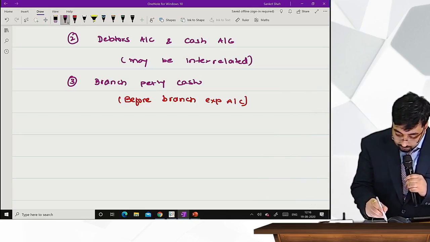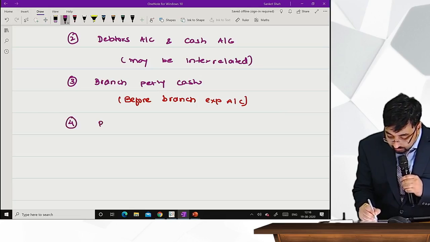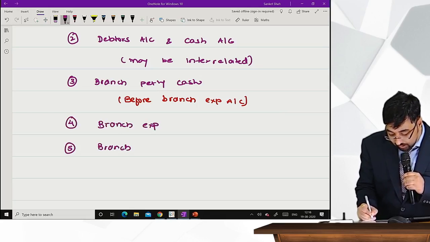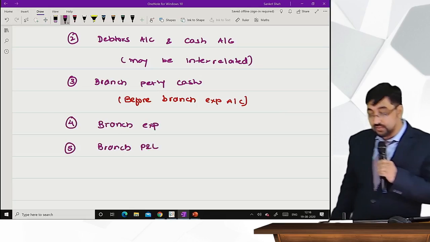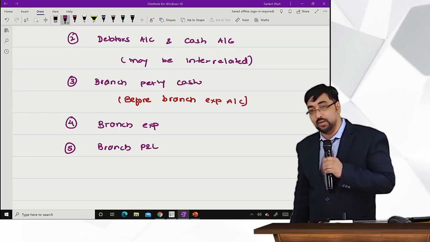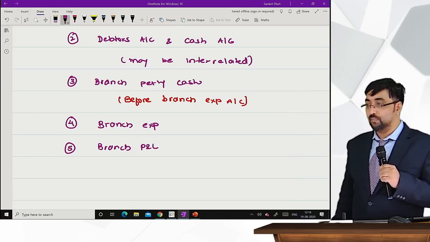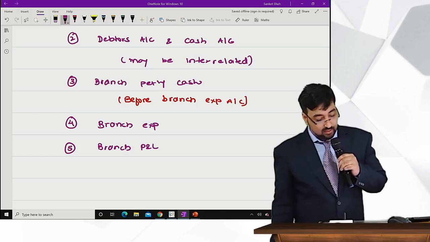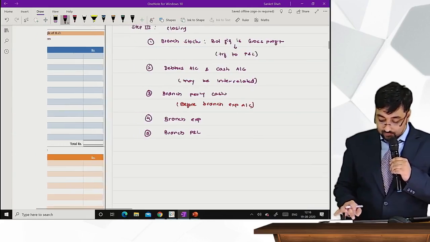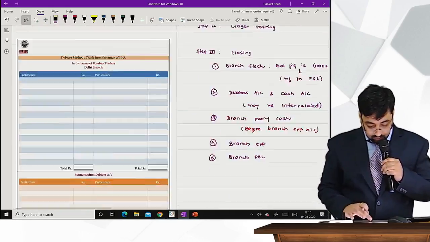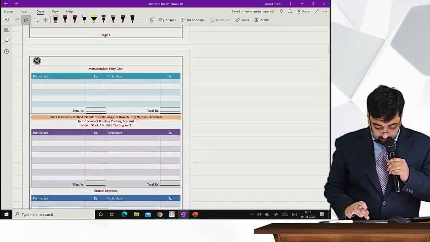Number 4, after that, branch expense account, and finally branch P&L account. So you can write, sequence is important. Easy. Now we will solve this problem using the stock and debtors method. Let's start.